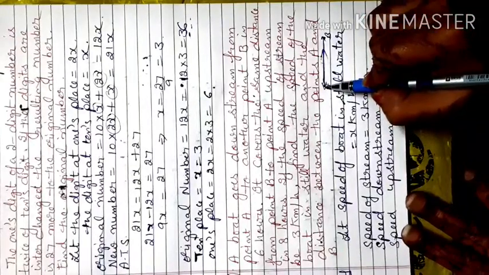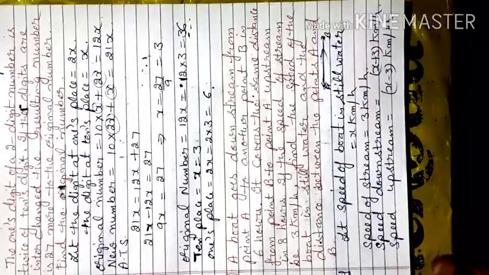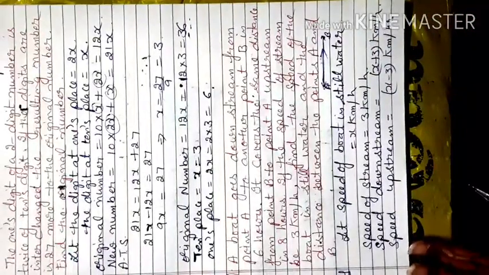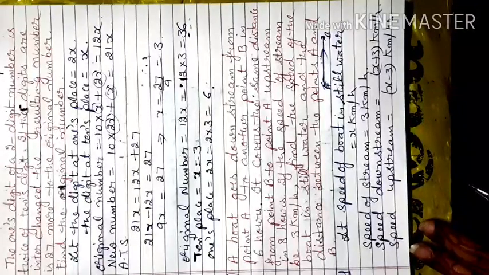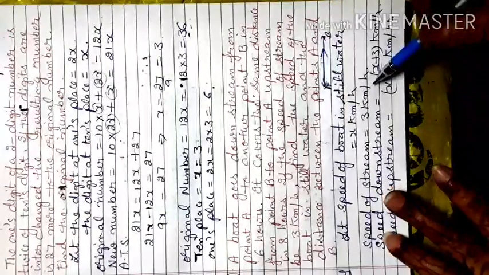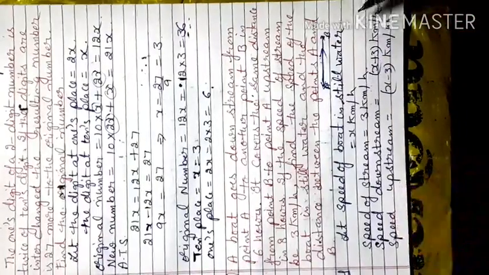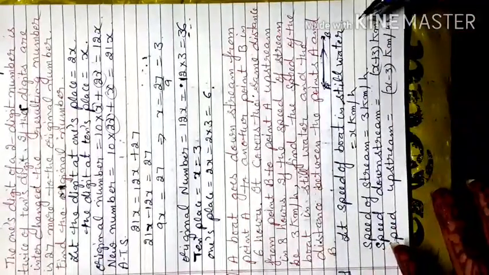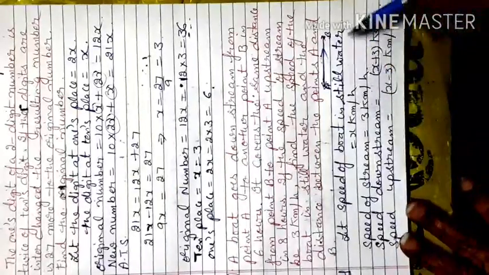Basically, you have to find here the distance between A and B. And if the boat is moved in still water, and the speed of the stream is 3 kilometer per hour, find the speed of the boat in still water. The speed of the stream is a different thing, the speed of the stream is given to you as 3 kilometer per hour, but the speed of the boat in still water is not given to you. First you have to find the speed of the boat in still water.